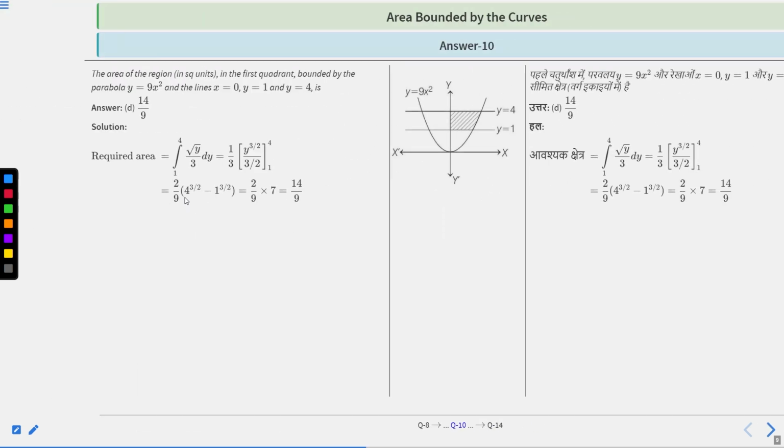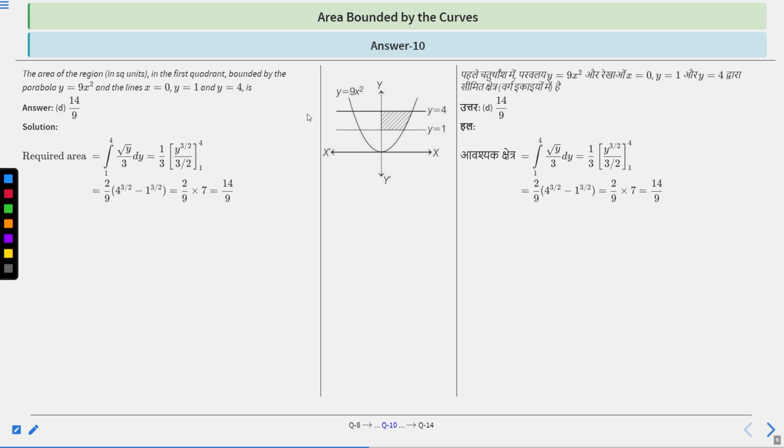Okay, let's move to the solution part 3. As we have discussed, this is the curve, and y = 1 and y = 4 are these lines. We have to find the area of the region in the first quadrant, that is, this shaded region, between the lines x = 0, y = 1 and y = 4.